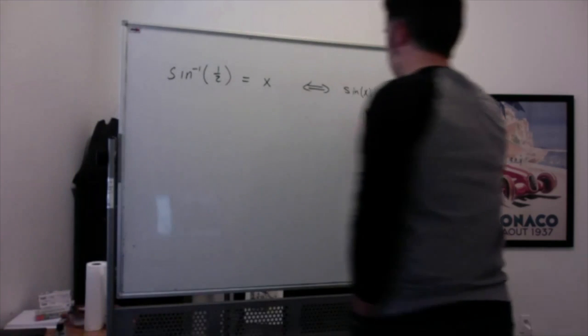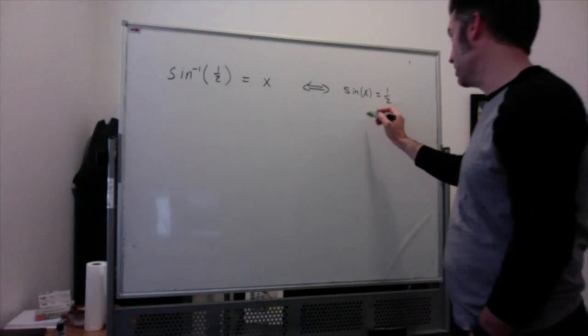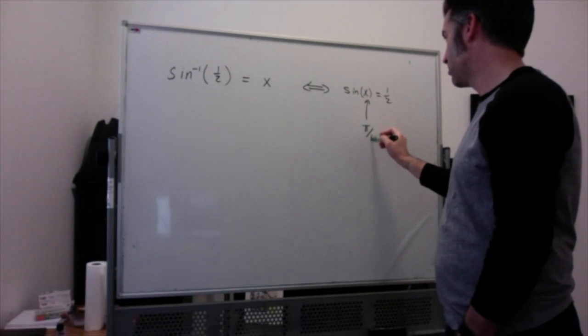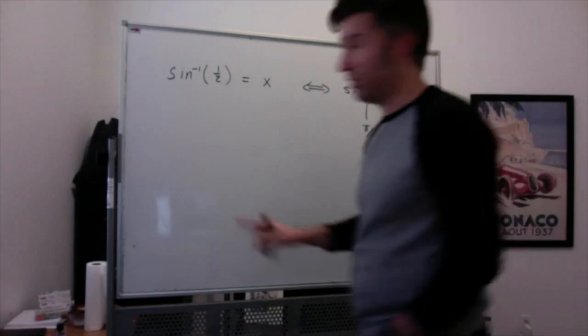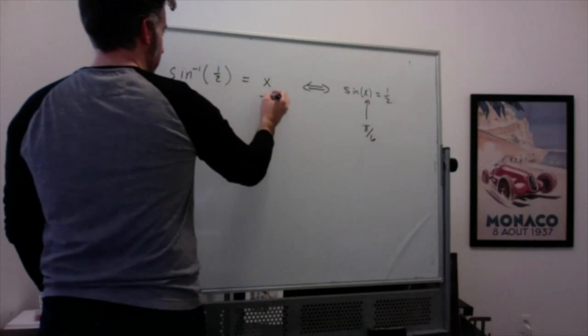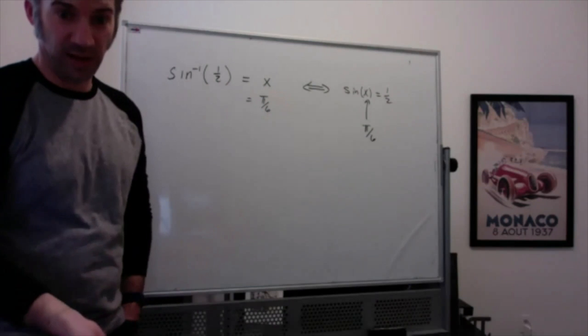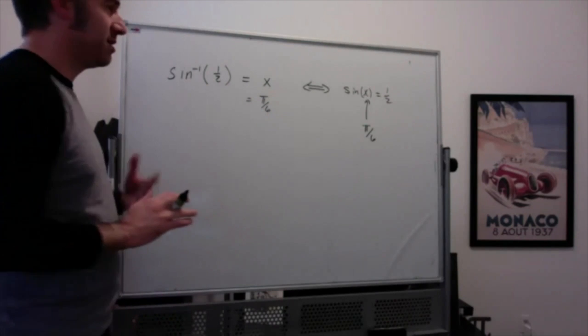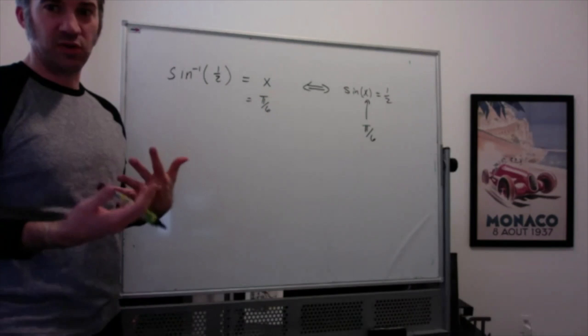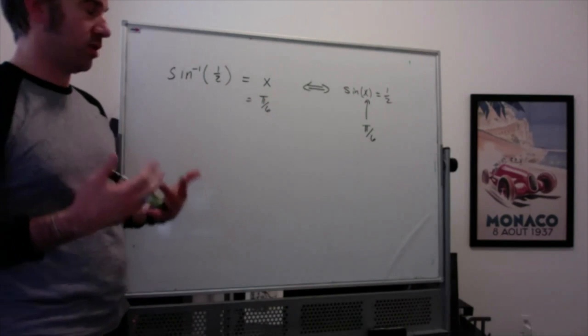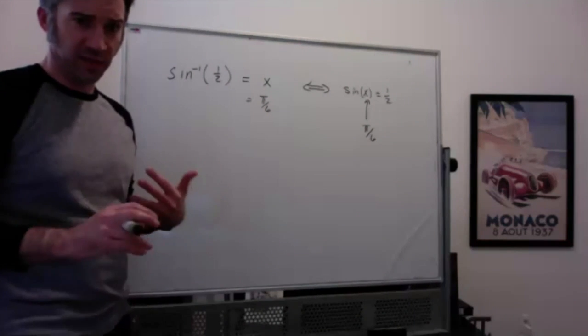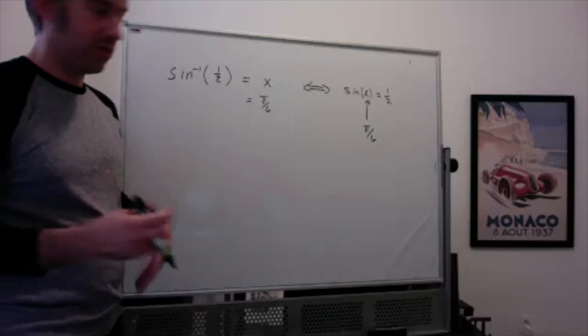I know sine of an angle equals 1/2. I know the angle is pi over 6. So I know the inverse sine of 1/2 is equal to pi over 6, because sine of pi over 6 is equal to 1/2. Well, the same sort of relationship is true with derivatives and antiderivatives. They kind of undo each other.